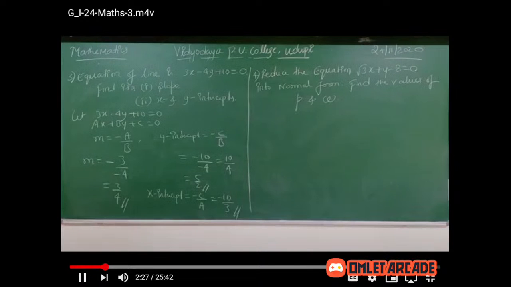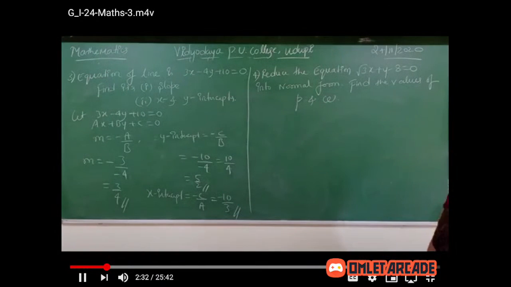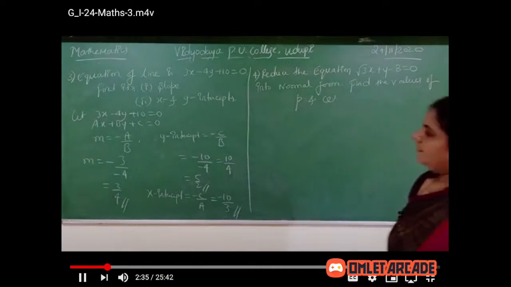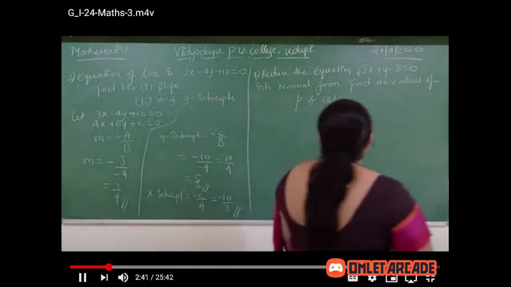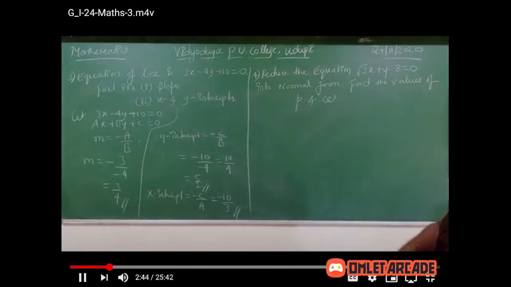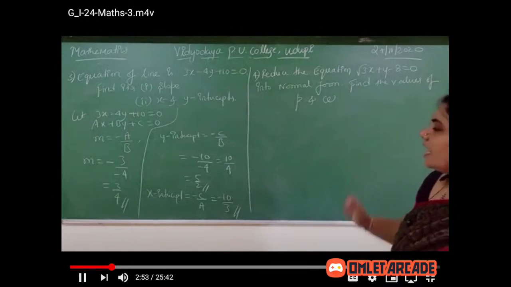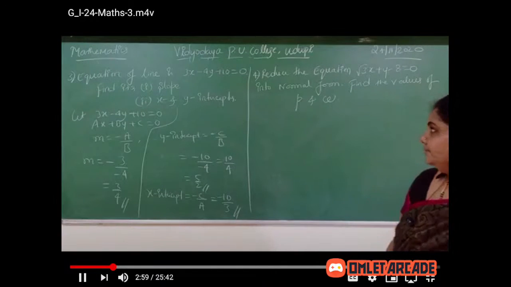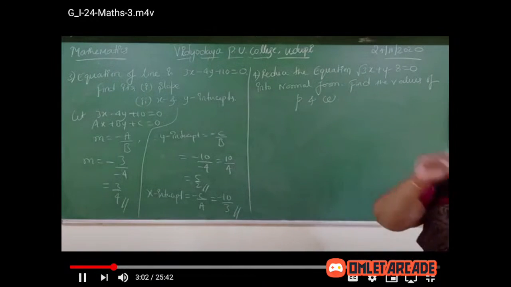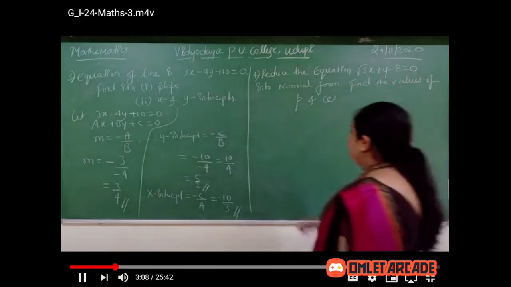Fourth question. Reduce the equation root 3x plus y minus 8 is equal to 0 into normal form. Find the values of p and omega. Once you convert the equation into normal form, then easily you can make out what is p and what is omega. What is p actually here? P is the normal distance, omega is the angle between the normal and x-axis, isn't it? Angle between the normal and x-axis. So first we have to reduce the equation into normal form.